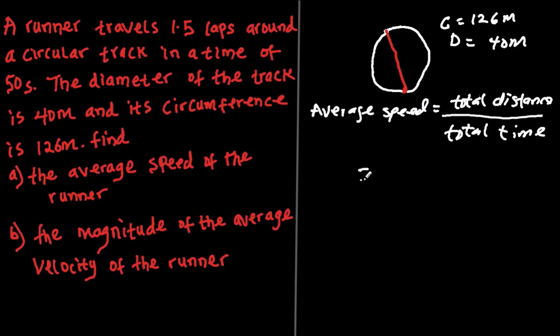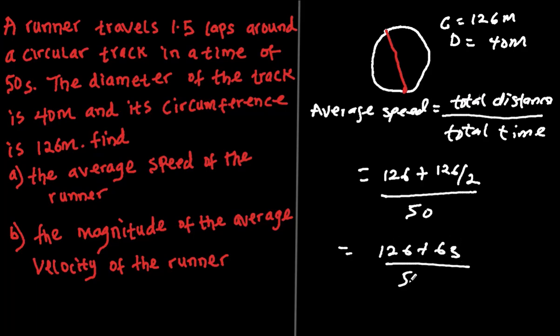But remember that it makes 1.5 laps. So one lap is going to be the circumference, 126. Another lap is going to be half of 126. That will be the total distance covered. So we're going to have 126 plus 126 over 2 for the half lap, then over the total time taken, which is 50 seconds. So 126 divided by 2 is going to equal 63. So we have 126 plus 63 over 50.